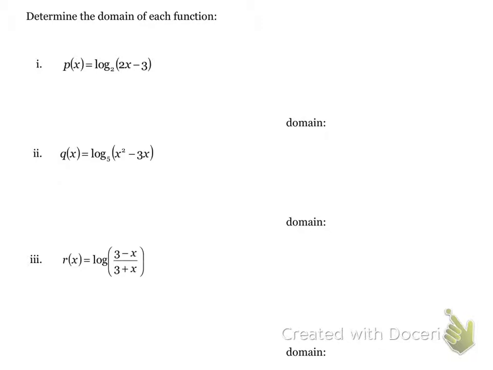So we're going to think about it like we did in the last unit. 2x minus 3 has to be greater than 0. So for one like this, we can solve by adding 3, dividing by 2, and we get x is greater than 3 over 2. So that's my domain.